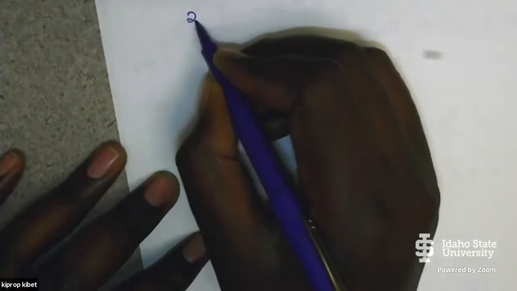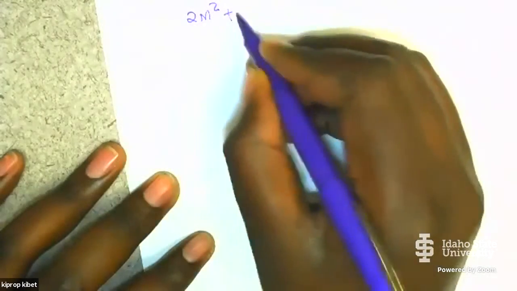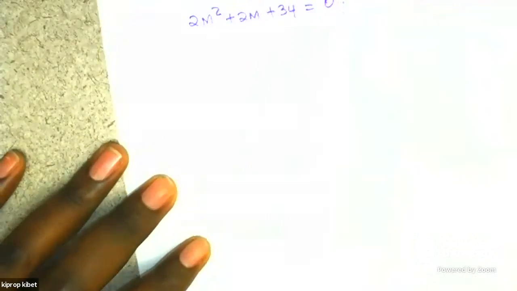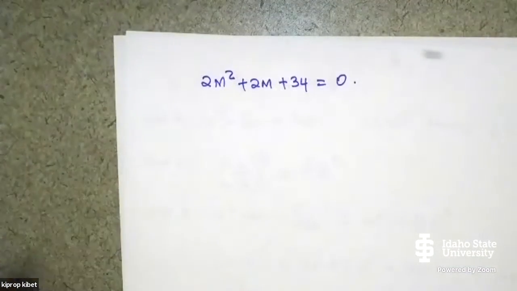Now, if it is of the form 2m squared plus 2m plus 34 equals 0, solve that one by use of completing the square.